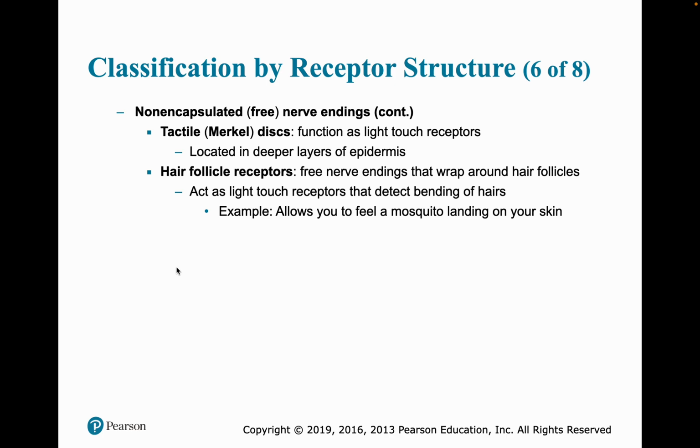The Merkel's discs or tactile discs function as light touch receptors. They're found in the deeper layers of the epidermis. There are hair follicle receptors. They're free nerve endings that wrap around hair follicles. They act like light touch receptors. They detect the bending of hairs, so it allows you to feel insects as they land on your skin, mosquitoes, for example.